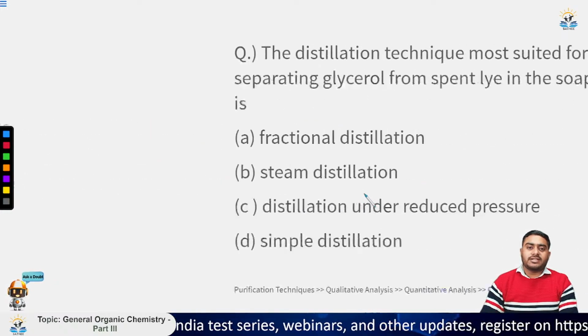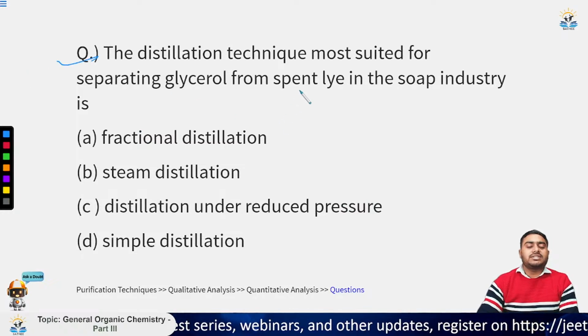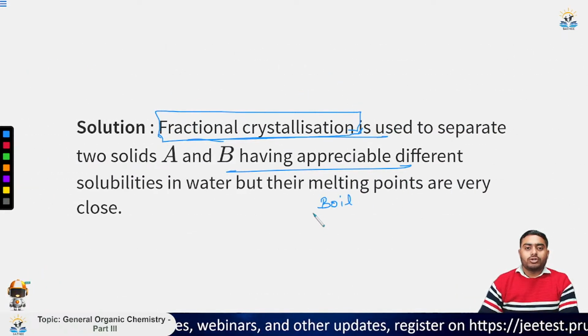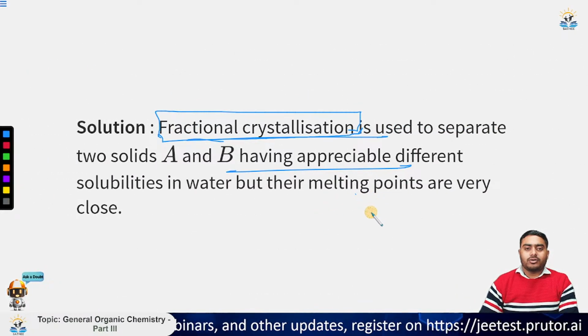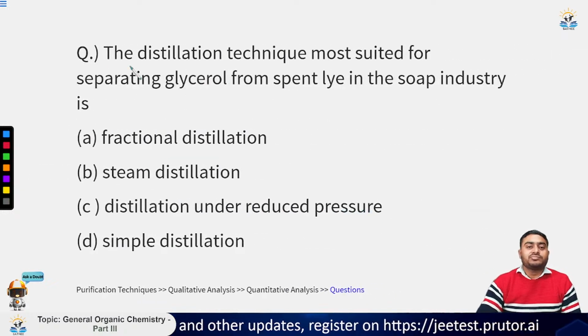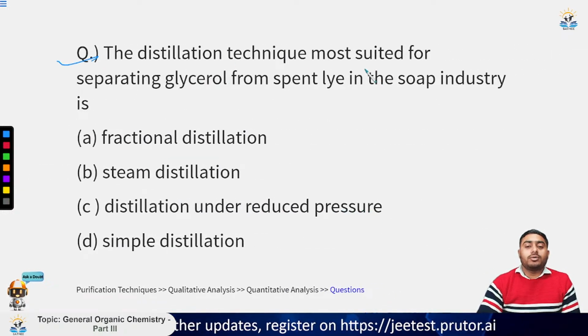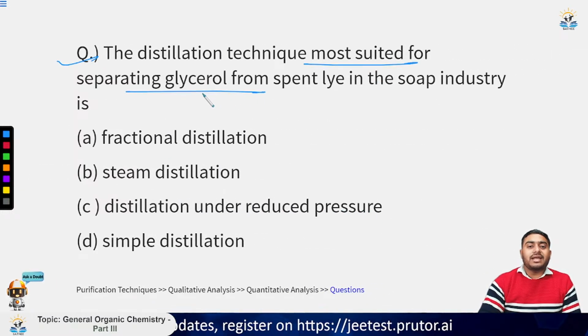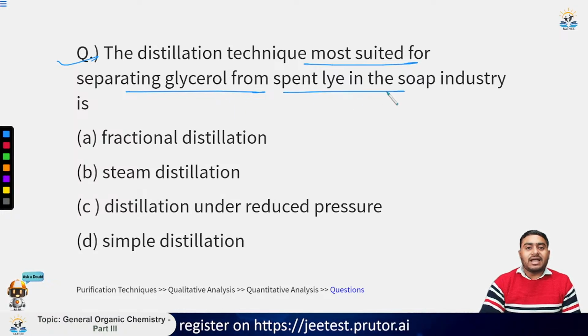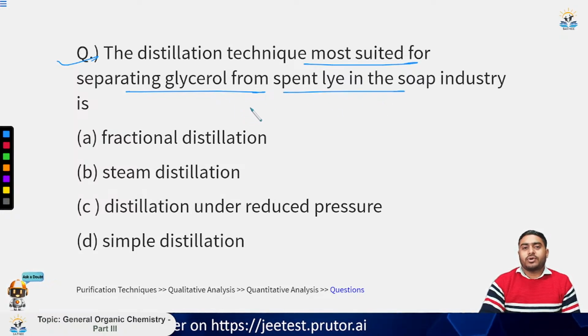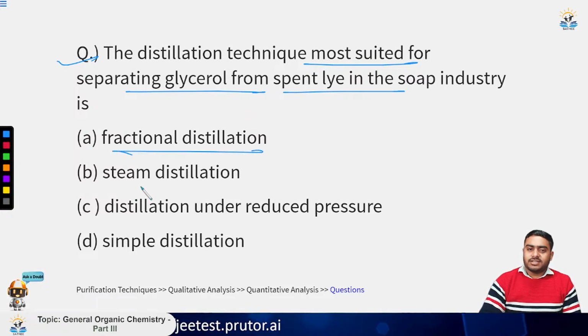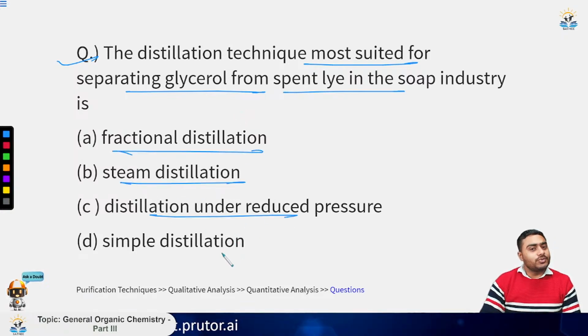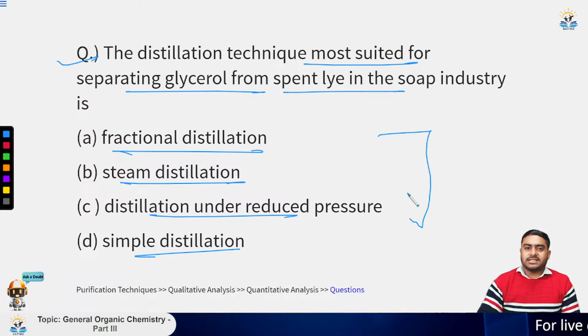The next point is very interesting. That will be the third question. Boiling is for fractional distillation. The distillation technique most suited for separating glycerol from spent lye in the soap industry is: fractional distillation, steam distillation, distillation under reduced pressure, or simple distillation. So four types of distillations are there.